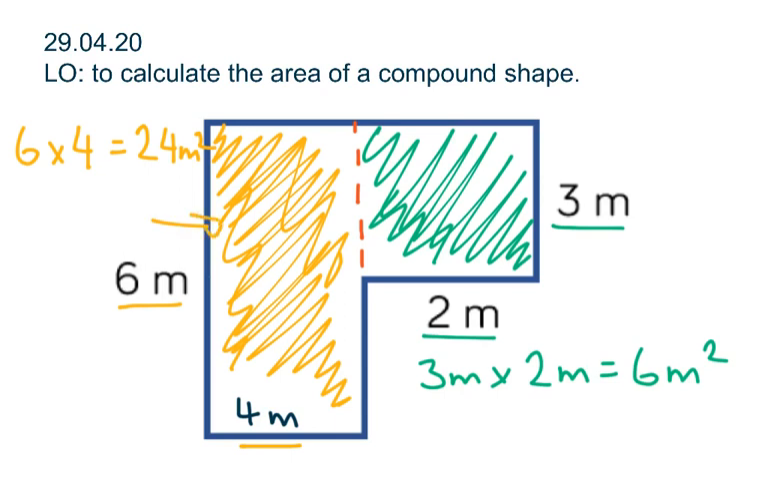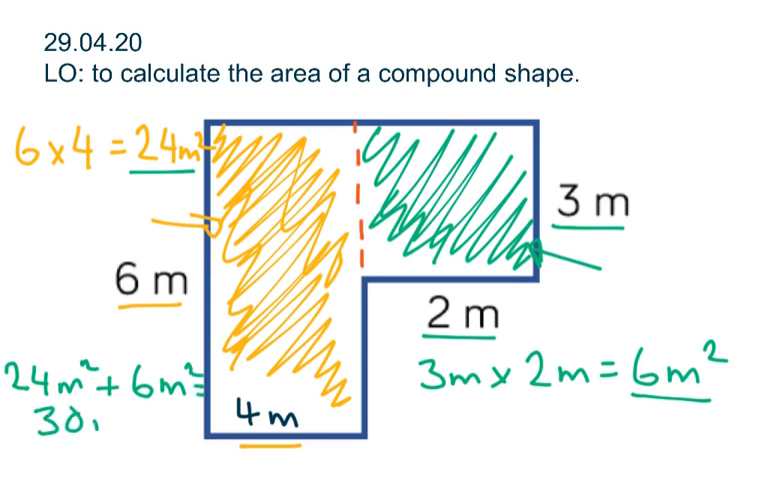We now know the area of this shape here, and we also know the area of the shape here. So all we now need to do is add those two values together. It's this value here and this value here, and that's a really easy calculation. It's just 24 meters squared plus 6 meters squared, which equals 30 meters squared. It's as simple as that.